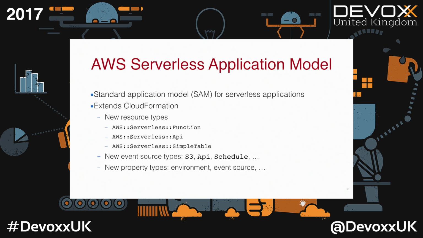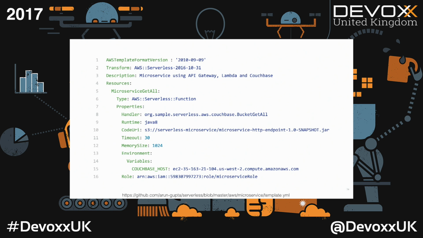So what does SAM do? SAM basically extends the CloudFormation template, and it adds new resource types over there. So it says serverless function, serverless API, and serverless simple table. So now, everything that I've done so far for building my microservice, let's see how I can simplify this very easily using the serverless application model. Again, this code is available on my GitHub repo.